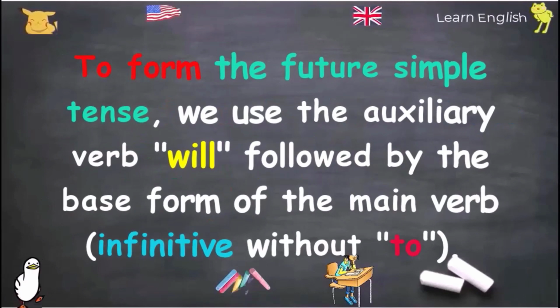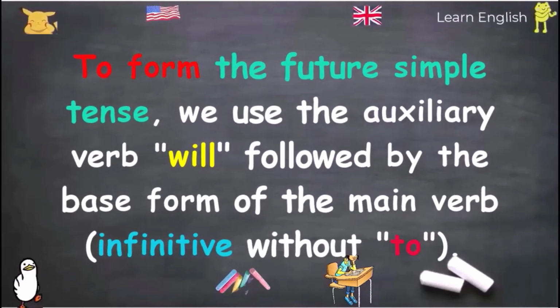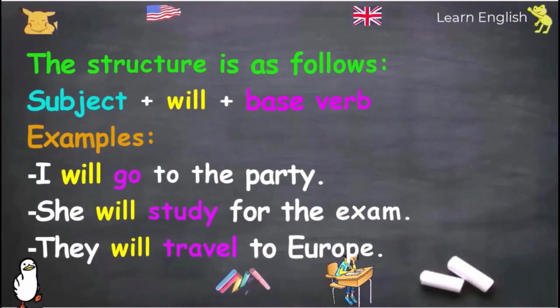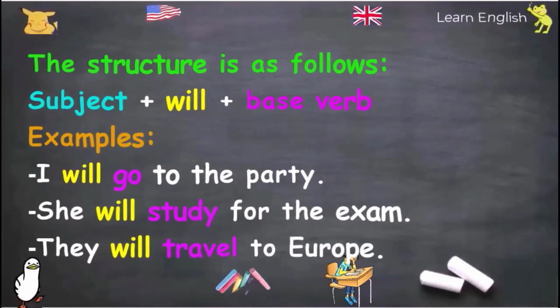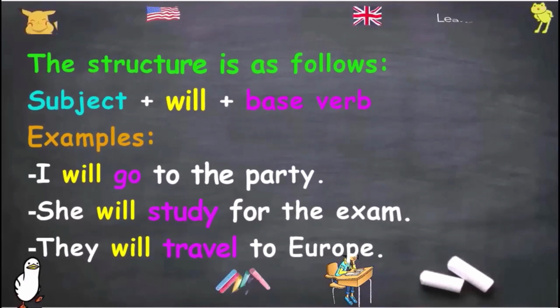Formation. To form the future simple tense, we use the auxiliary verb will, followed by the base form of the main verb, infinitive without to. The structure is as follows. Subject, plus will, plus base verb. Examples. I will go to the party. She will study for the exam. They will travel to Europe.